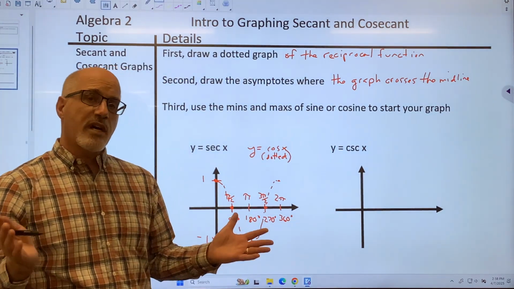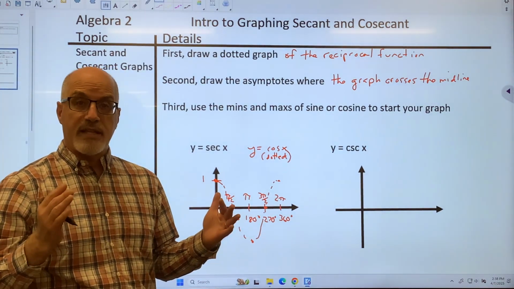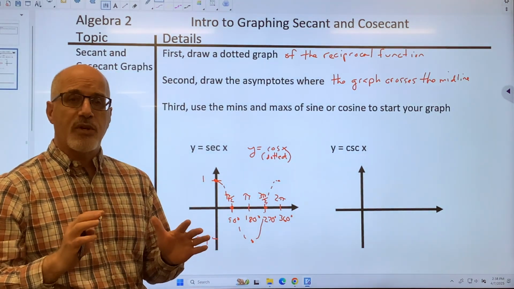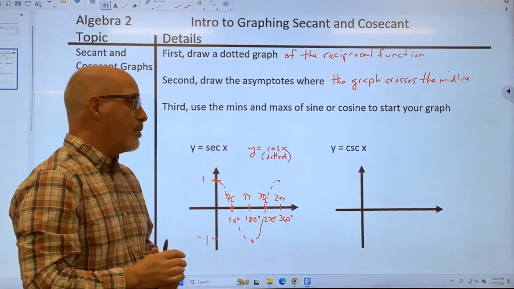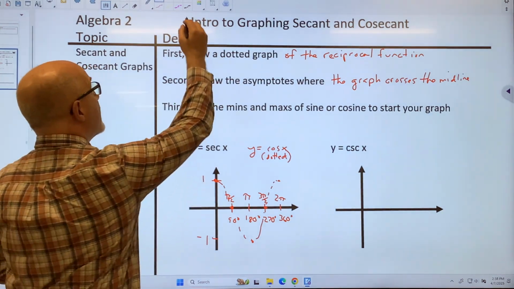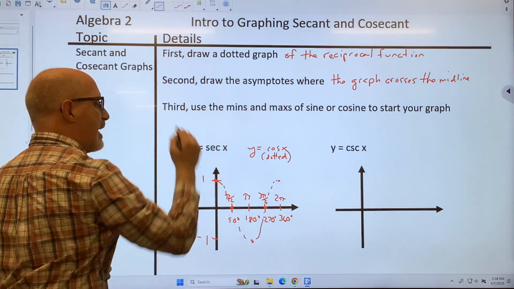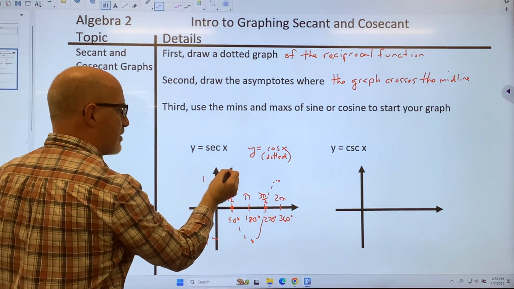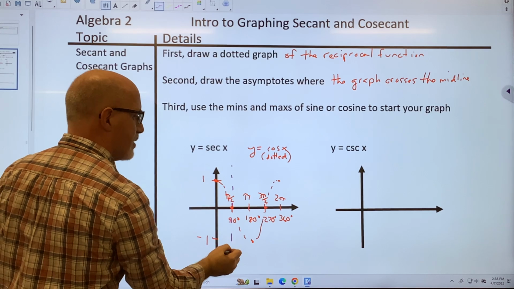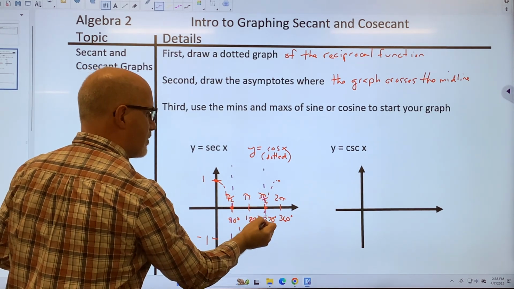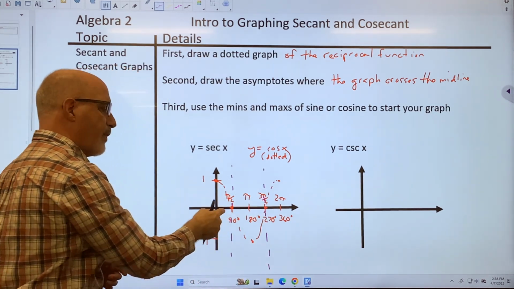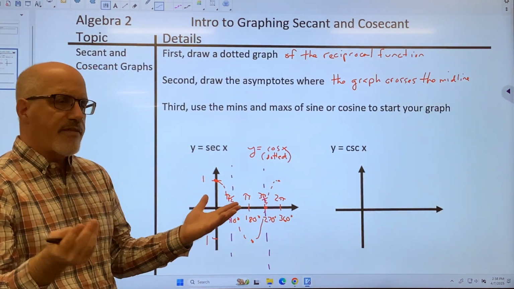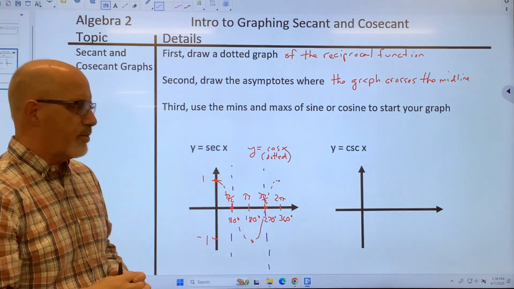Now the reason why we do a dotted is it influences our graph by thinking reciprocally, but it is not actually part of the graph. It's not an asymptote, it's just a guide for how to do, in this case, the secant graph. Now what we want to do then is draw the asymptotes where it crosses the axis. So here is one asymptote, here's another asymptote. That's because if we have 0 as a value, if you take the reciprocal of 0, you get undefined, which would result in an asymptote.